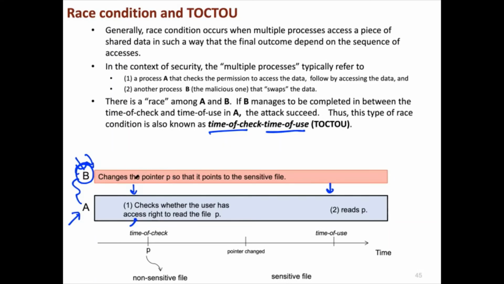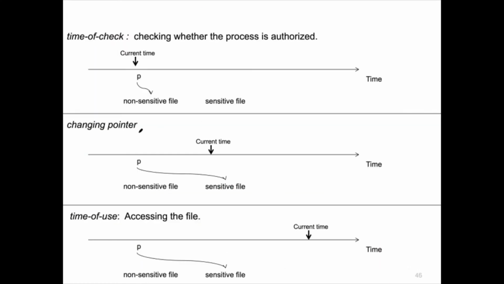We have two processes, A and B. At the time of check, A checks whether the process is authorized to read the file. Suppose P now points to a non-sensitive file, and it's authorized. After this check, before A goes on to access the file, B squeezes in and changes the pointer to point to the sensitive file.